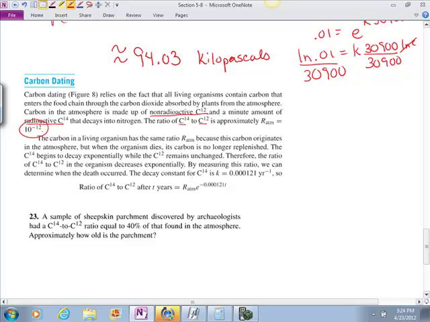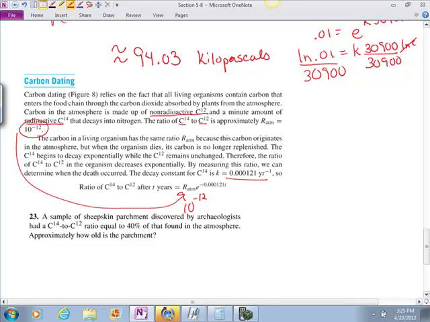So the decay rate for C14 is this 0.000121 per year. And so you have a ratio of C14 to C12 after t years is R_atm, which they give you as 10 to the negative 12 on the Earth, times e to the negative, all of that. So that's our ratio. That's our formula for carbon dating that we have here.